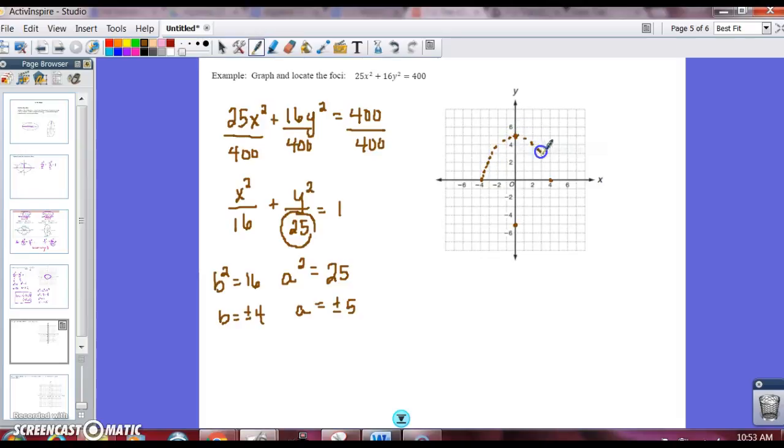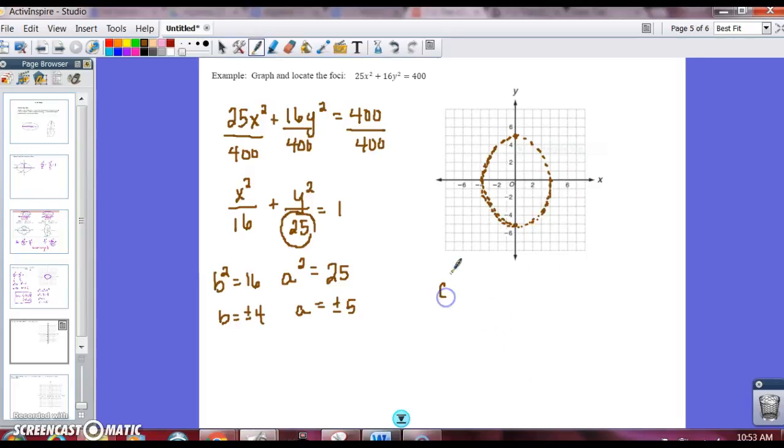And here's my really bad drawing of my ellipse. Actually, this may have turned out maybe marginally better. I think it looks like a giant egg, but you get the idea. So there is the ellipse with a vertical axis that is the major axis.